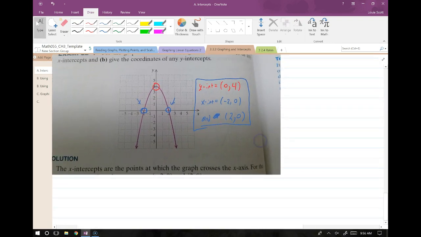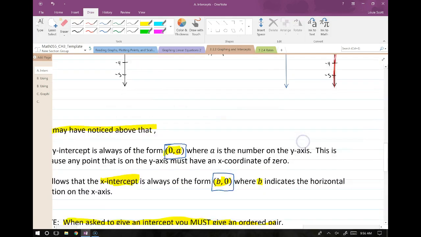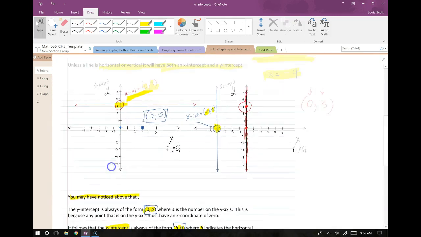All right, so that's really all you need to do to find the x and y intercepts. You just identify the point where they cross, and then you list it. That's it. Easy peasy. All right, so let me zoom out here.